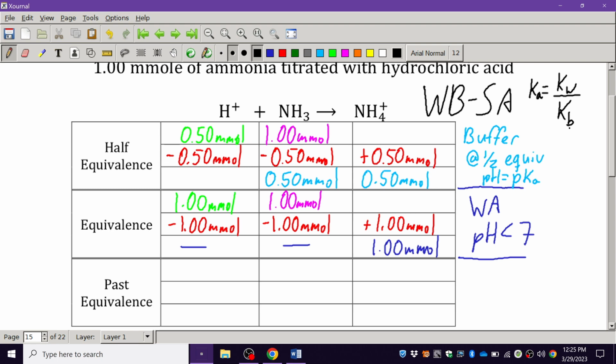Okay, so let's go beyond equivalence. If we go beyond equivalence, that means we still have the same amount of our weak base, but now we've added excess strong acid.